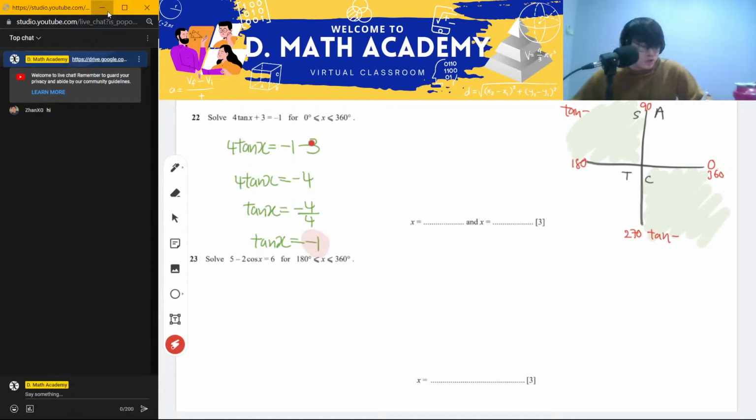So after this step is done, then only I will write tangent inverse -1. Key in tangent inverse -1 for me, please, guys. If you are still here, participating in the class, please key in tangent inverse for me. What do you get?